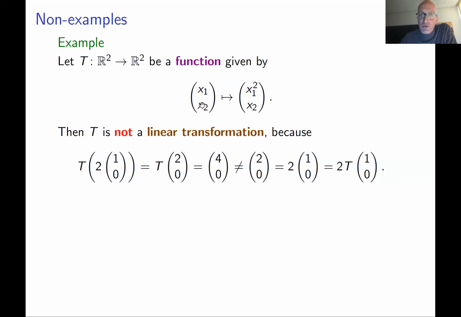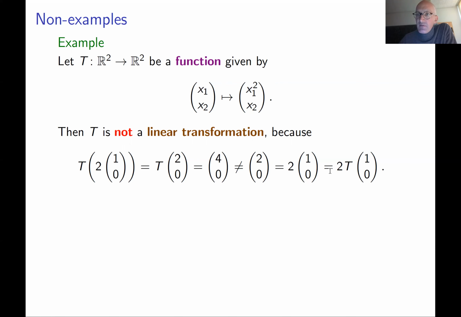I substitute 2, 0 in this formula and I get 4, 0. So function T maps vector 2, 0 to vector 4, 0. On the other hand, if I compute 2 times T of 1, 0 using this formula, I get vector 2, 0. So vector 2, 0 is different from vector 4, 0. So the third property is not satisfied for this function T. So this is not a linear transformation.